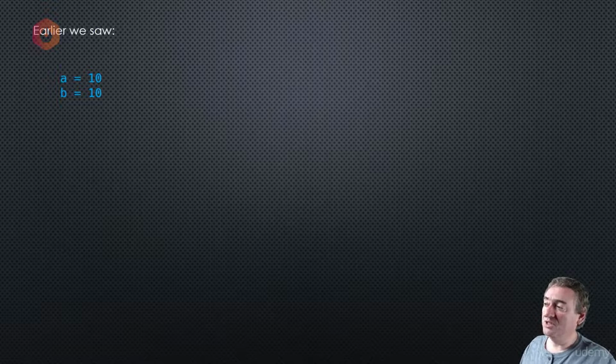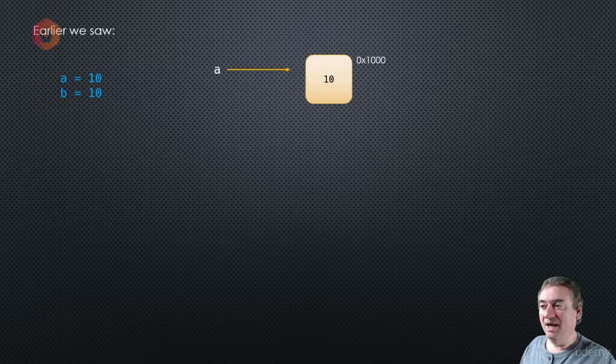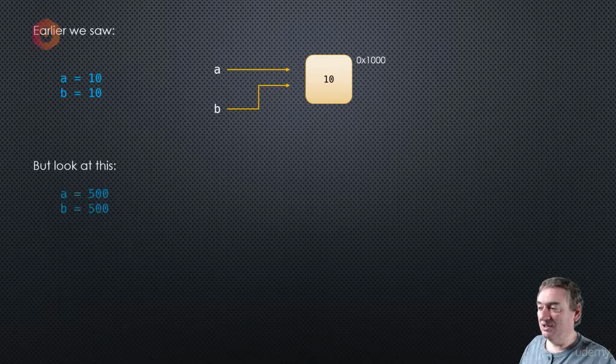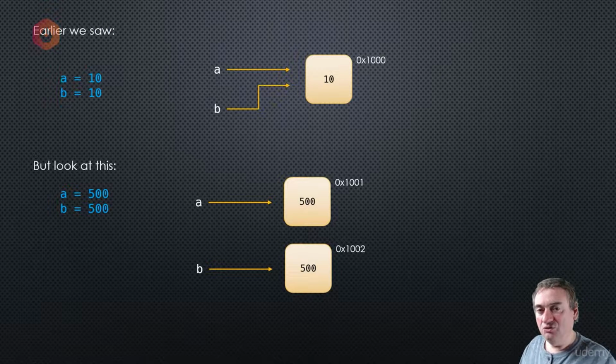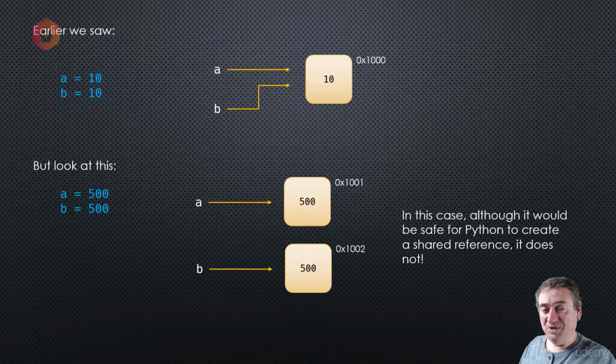Okay, so earlier we saw that if we wrote that Python code, a equals 10, b equals 10, then a was a reference, a pointer to some object in memory, an integer with a value of 10. But b was also assigned the same memory address. So Python automatically created a shared reference for us. But look at this. If we write a equals 500 and b equals 500, then a points to this object in memory, but Python doesn't create a shared reference in this case. It points b to a new object at a different memory address. It would be safe to create the shared reference because integers are immutable, but it doesn't.